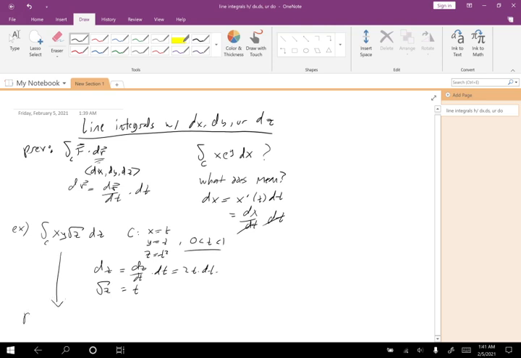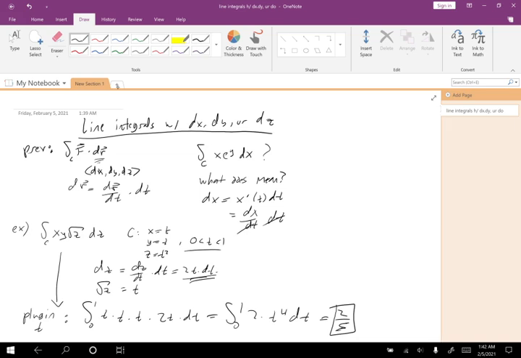So if we just plug in t, then our integral over C becomes t equals 0 to t equals 1, and then finally x is t, y is t, and the square root of z is t, and dz is 2t dt. So our integral is just the integral from 0 to 1 of 2 times t to the 4th dt. So we should get 2/5. Okay, so again, with line integrals, they're always just one-dimensional, so ordinary calculus works.